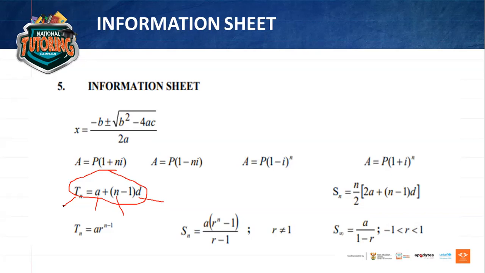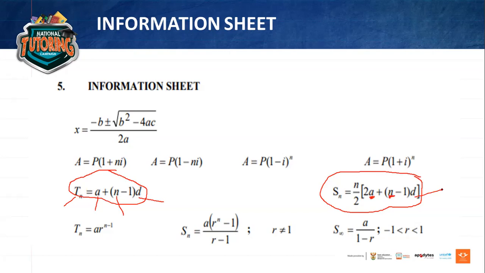All right. Now, for an arithmetic series, when we want to sum all the terms, we use this one, which is Sn, the sum to the nth term. The n is still the number of terms. The a, as we mentioned, is the value of the first term, the n is the number of terms, and the d is our constant difference.